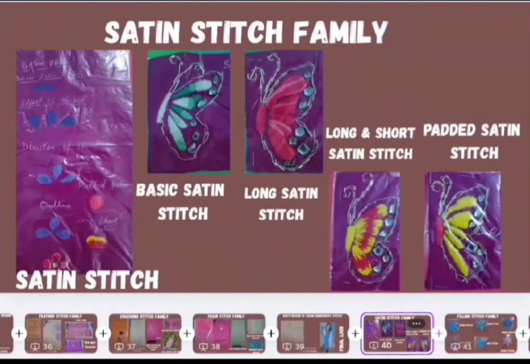Satin stitch embroidery is a technique that uses closely worked straight stitches to completely cover an area, creating a smooth, satin-like effect.